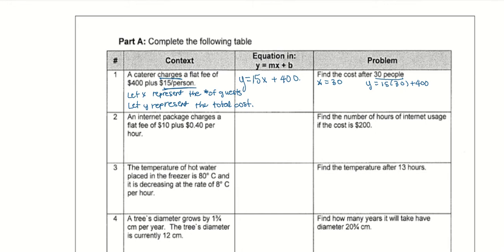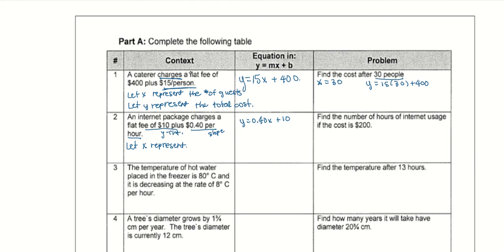So for number 2, an internet package charges a flat fee of $10 plus 40 cents per hour. So flat fee, that's our y-intercept. And then 40 cents per hour. Per means a rate, so that's our slope. So we can write y equals 0.40x plus 10.